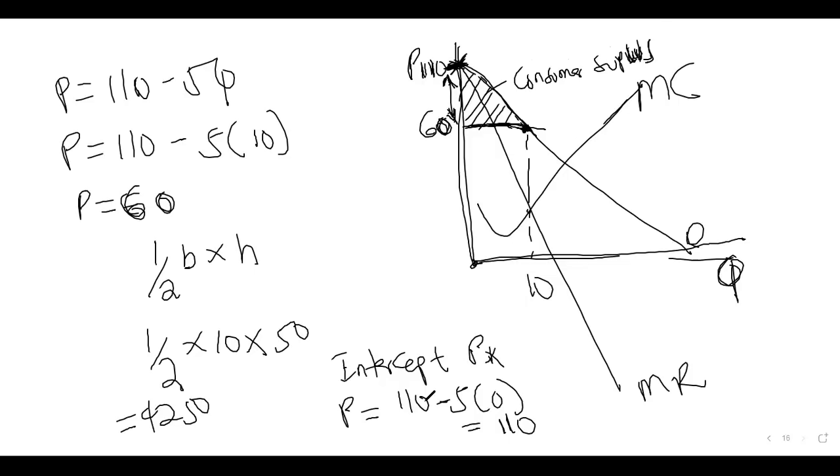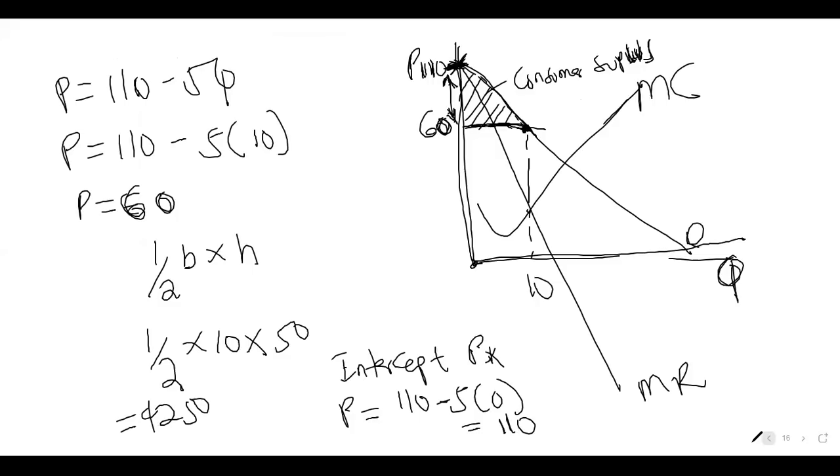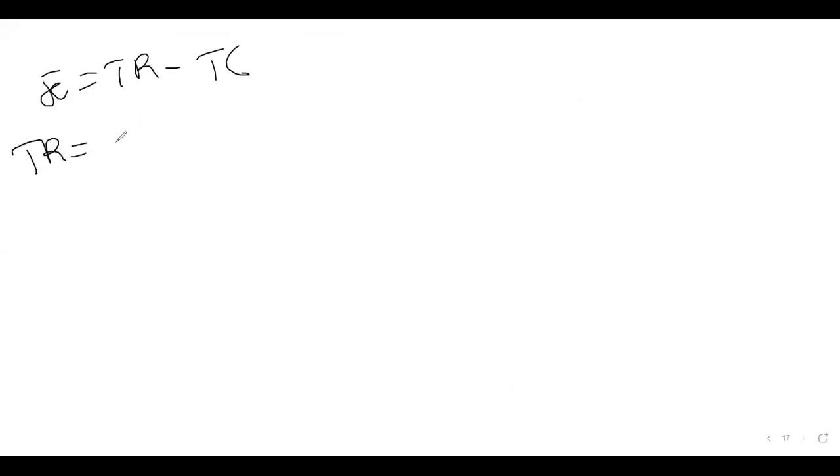Okay. Now, the next thing is that how much profit is the monopolist earning? What is the profit of the monopolist? Profit is simply total revenue minus total cost. And remember, total revenue is price times quantity. So the price is 60, the quantity is 10. So total revenue is price times quantity, which is 60 times 10.